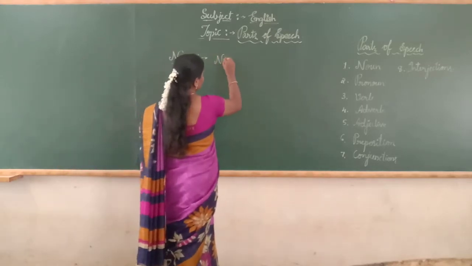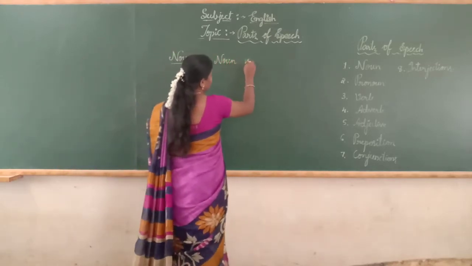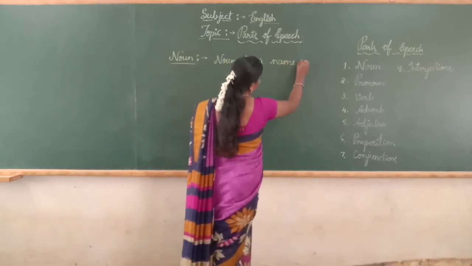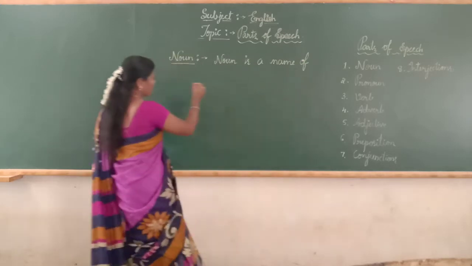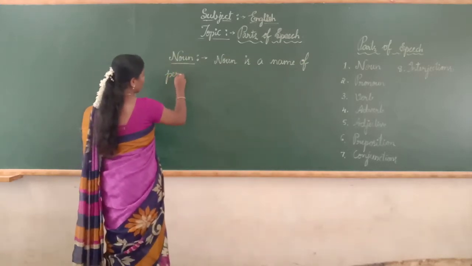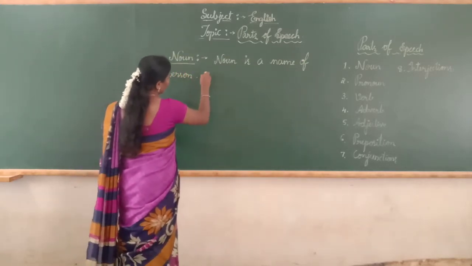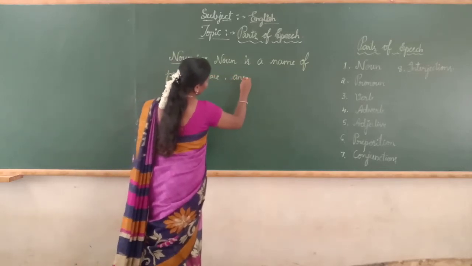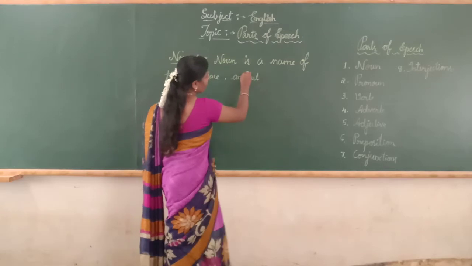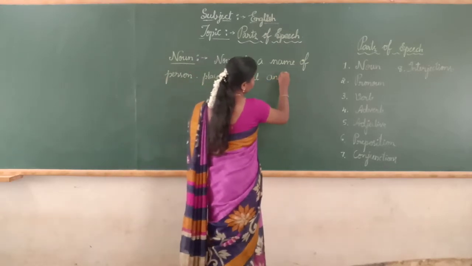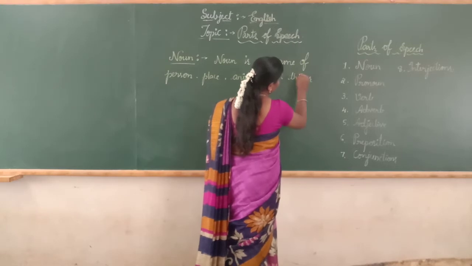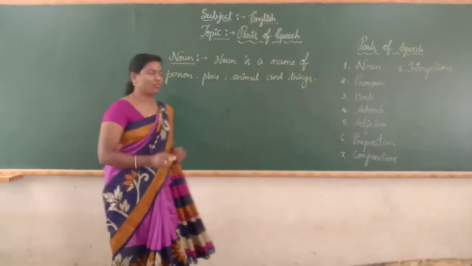Noun is a name of person, place, animal, and things. It is called as noun.